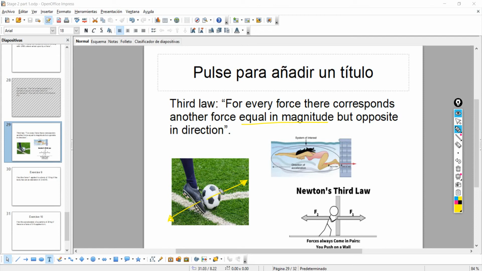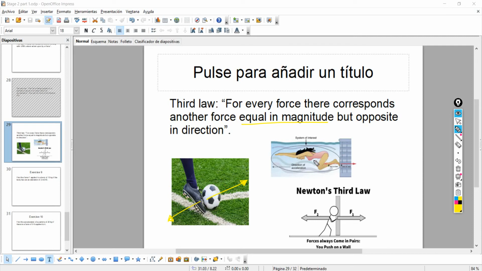Again, this arrow represents the force applied on the ball by the foot, and this arrow is the force that the ball applies on the foot, and they always come in pairs. This is always the case. That's why you feel something when you hit a wall, or when you hit a ball, or when you hit anything. It's because that other object is also hitting you. It's also applying a force on you.